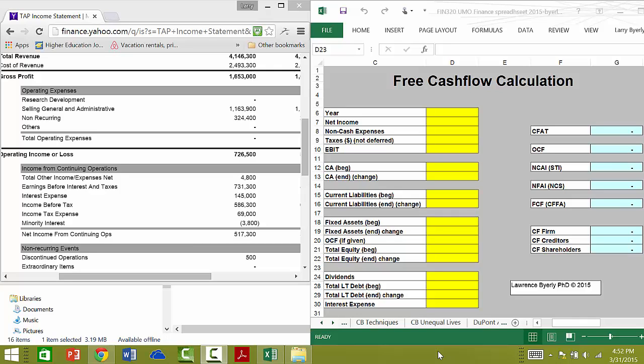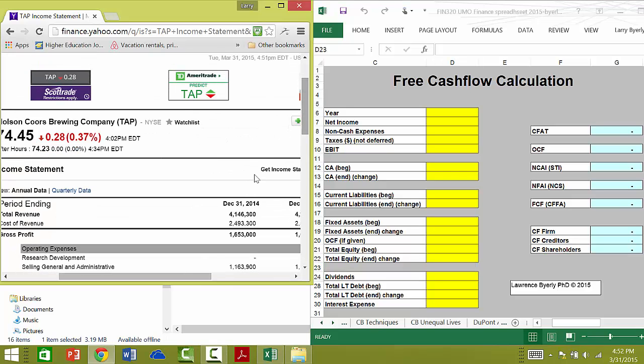Okay, what we would like to do in this video is talk about how you calculate the free cash flow for a corporation. And I have open here the spreadsheet for the free cash flow calculations. And if you remember, obviously the yellow boxes are for data. So what we want to do is find a real company. In this case, we're going to use the company that I use in my explanations, which is Molson Coors.